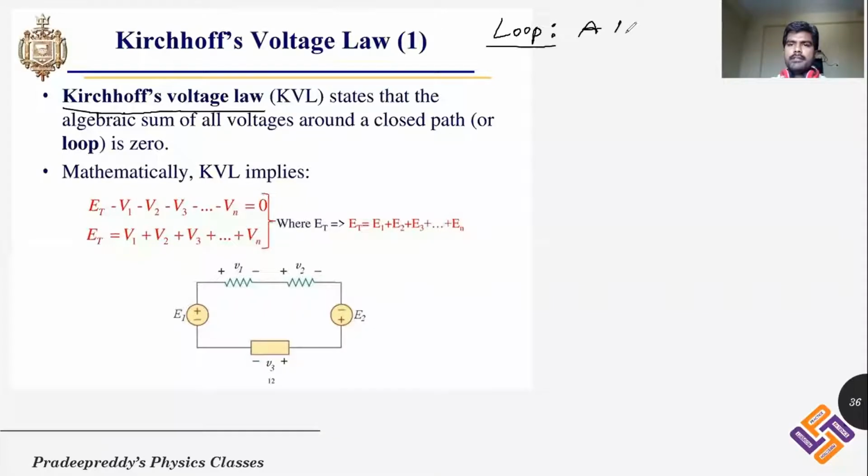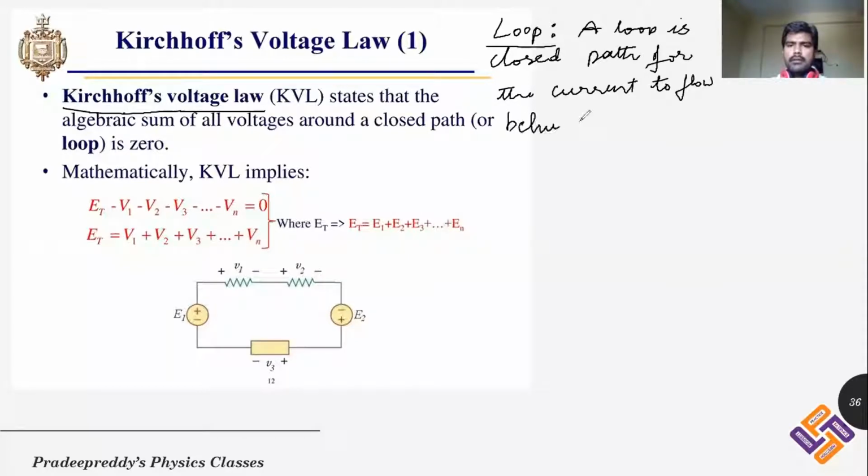A loop is a closed path for the current to flow between two potential points. So between two potential points in a circuit, the path for current flow is said to be a loop.